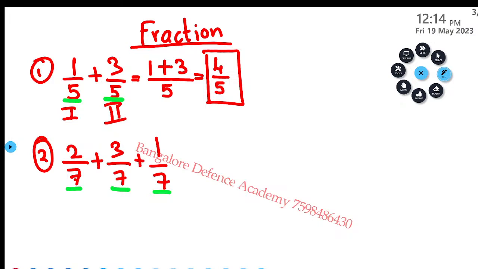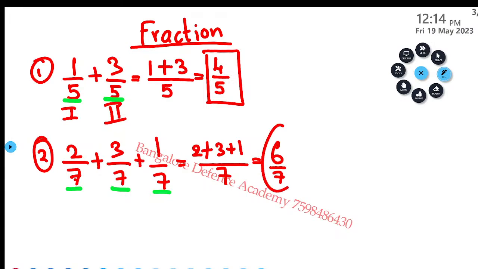So what am I going to do now here? I will take this 7 only once. So I will add, that is 2 plus 3 plus 1. So what is 2 plus 3 plus 1? It gives me 6. Answer is 6 by 7. Okay, so this is the answer. Fine.